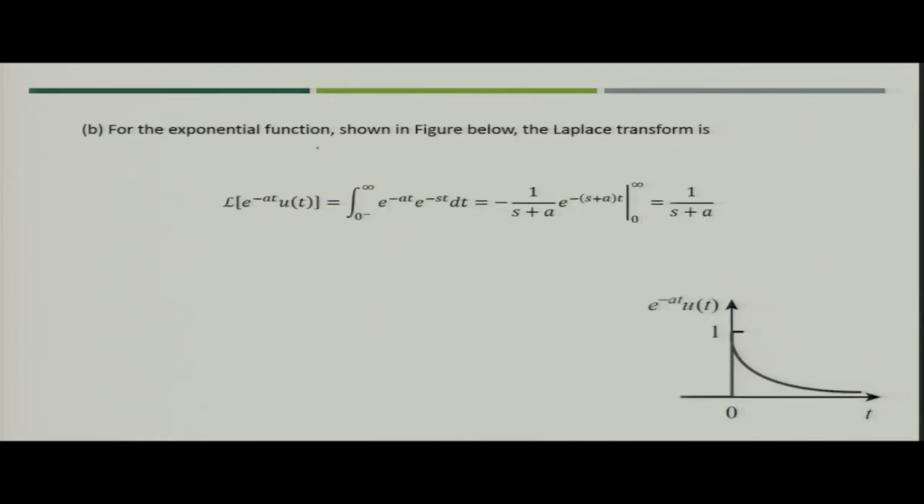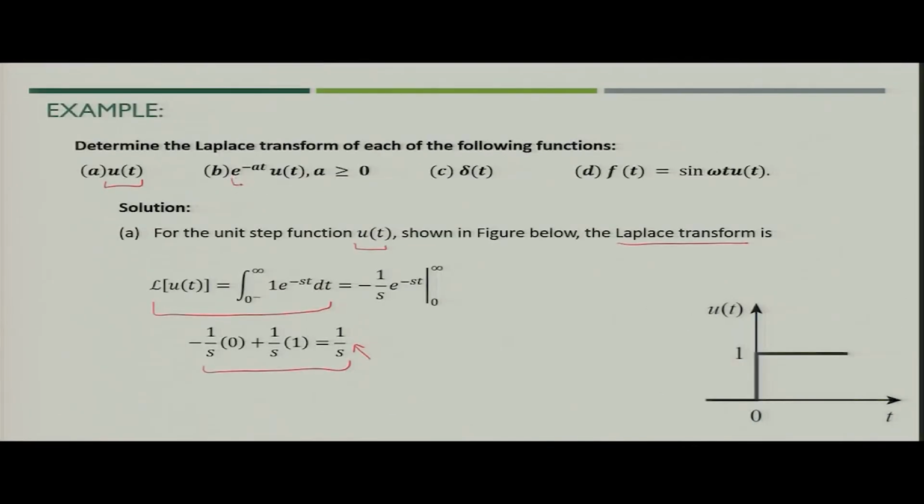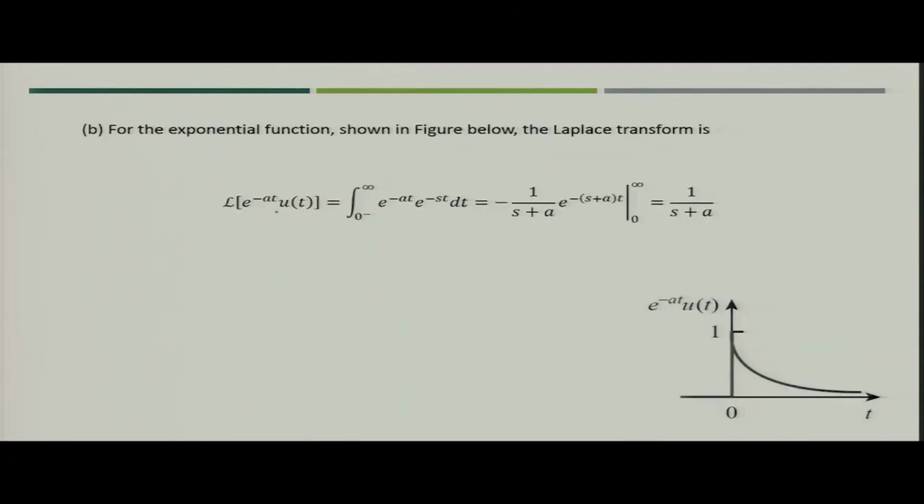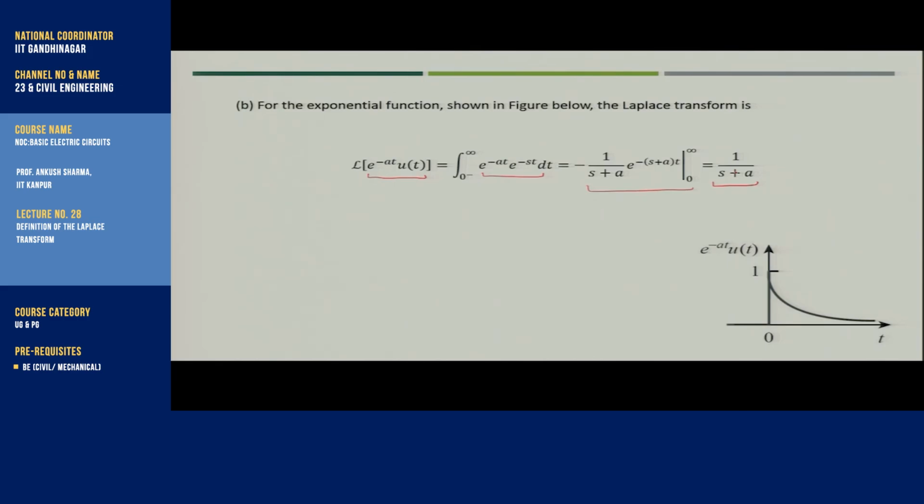Now, for the exponential function, that is e to the power minus at u(t), for a greater than 0, you have to put the value of the function. So, the function here is e to the power minus at u(t). When we put the value of the function in the integration and solve, we get the output of this particular integration as 1 upon s plus a. Here also you will integrate between 0 to infinity, because the unit step function is 1 only from 0 to infinity. So, you will simply get the Laplace transform of e to the power minus at u(t) as nothing but 1 upon s plus a.